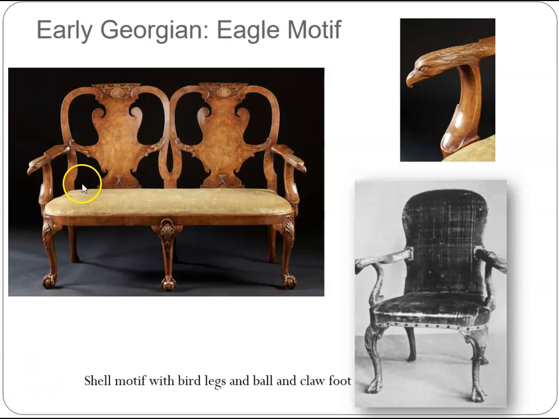Here we see it extending out from the arms in a close-up view in the upper right. We also see the shell motif, cabriole legs, and the ball and claw foot.